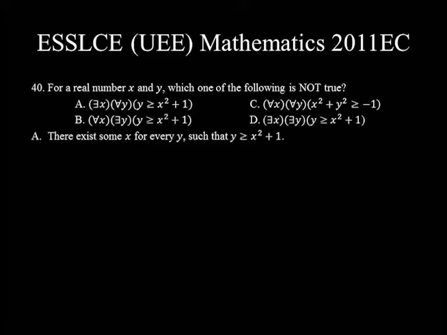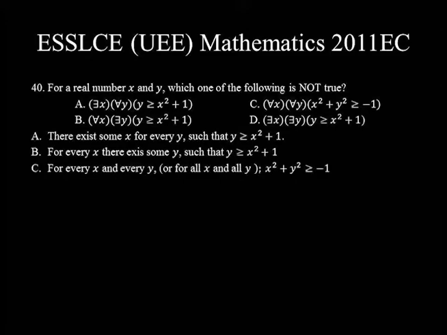A. There exists some x for every y such that y is greater than or equal to x squared plus 1. All y can't be greater than or equal to x squared plus 1. Thus, choice A is false. Choice B. For every x, there exists y such that y is greater than or equal to x squared plus 1. You can find a certain y that is greater than or equal to x squared plus 1 for any x. So, choice B is true.